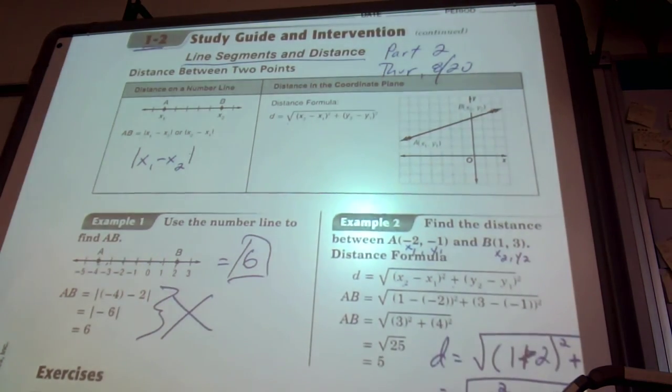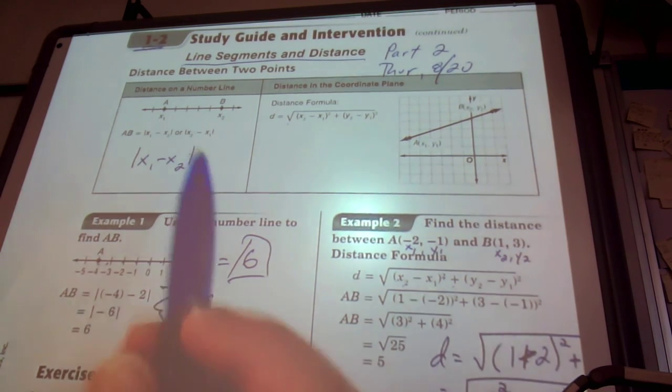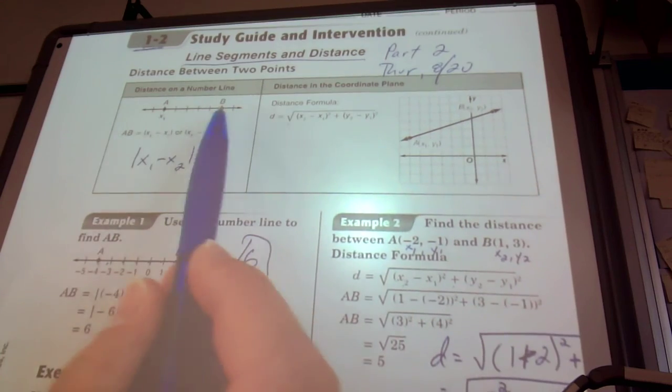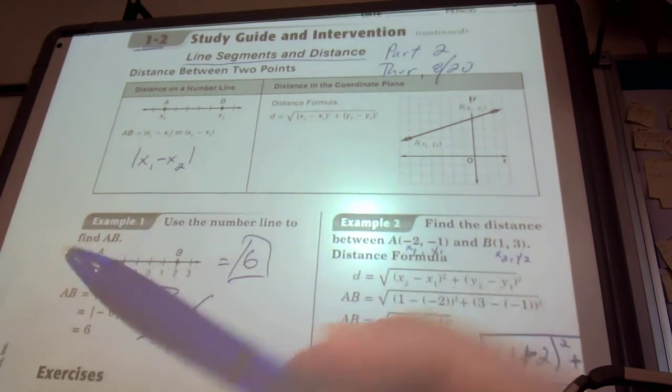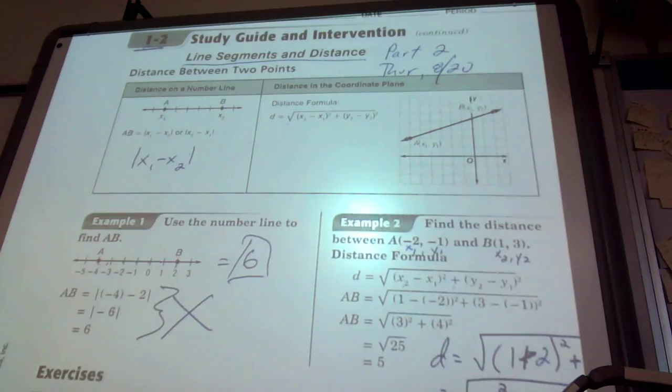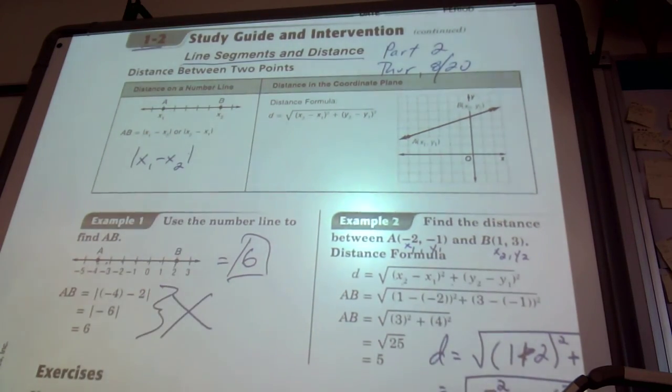What we're looking at today is finding the distance between 2 points. That could look a little differently. That might be on a number line, and to be honest, that could be horizontal or on a vertical line, and we just count the distance between the points, right?